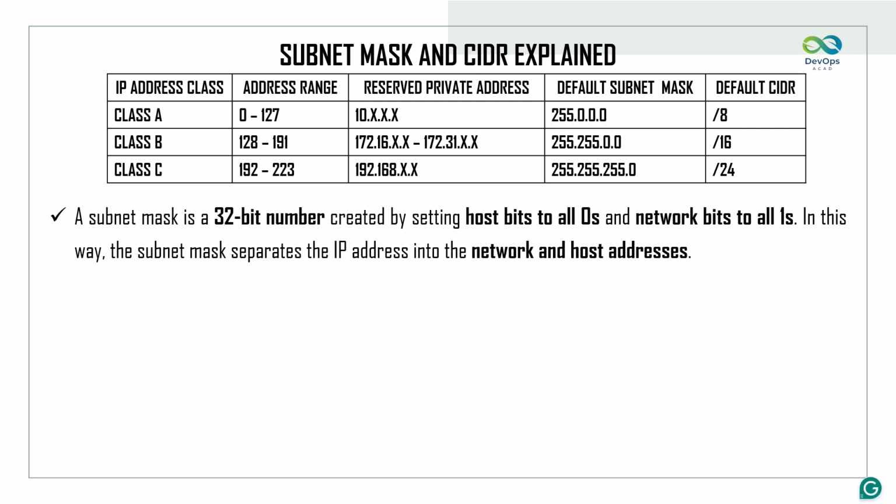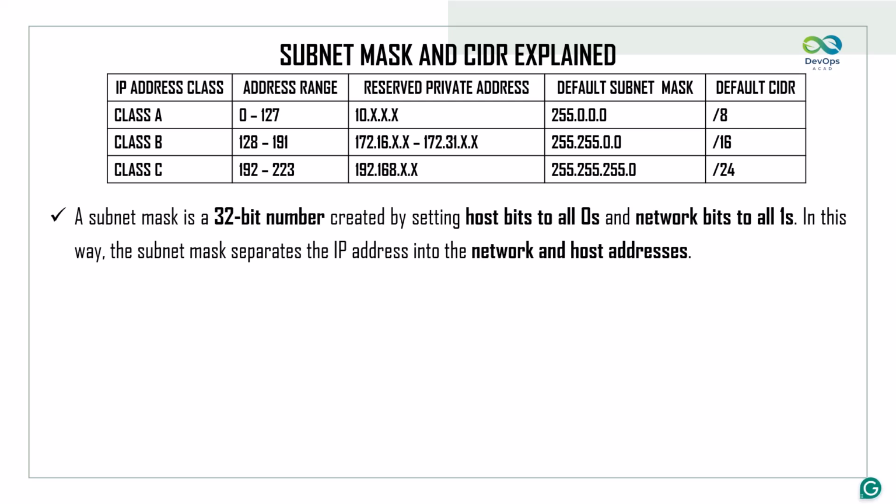Okay, so basically what we are saying is that the subnet mask helps us to separate the IP address into the network portion and the host addresses. So for class B, for example, the default subnet mask is 255.255.0.0, which will give us /16, just adding two of the sets together, 8 plus 8 to get 16.